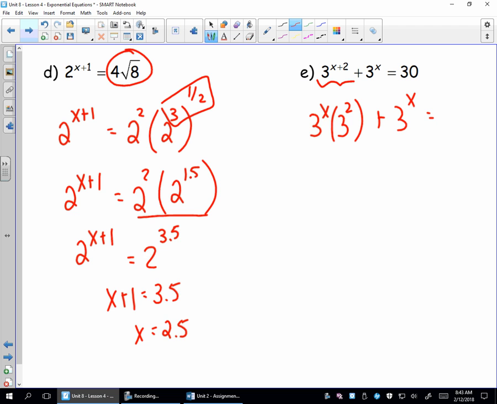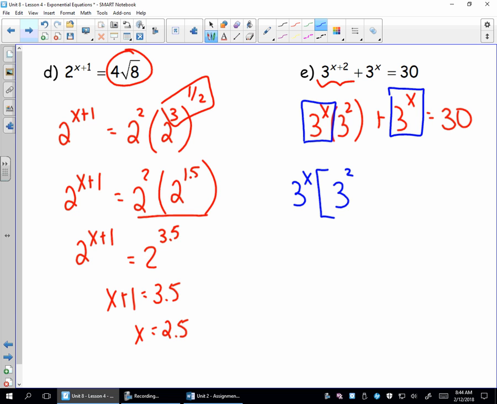The rest is still the same. What do I notice about both these expressions, or the left-hand expressions? I notice I have a 3 to the x plus another 3 to the x, which means I can common factor. If I take 3 to the x out, I'll be left with my 3 squared plus that divided by that makes 1. Now, why would I want to do that?